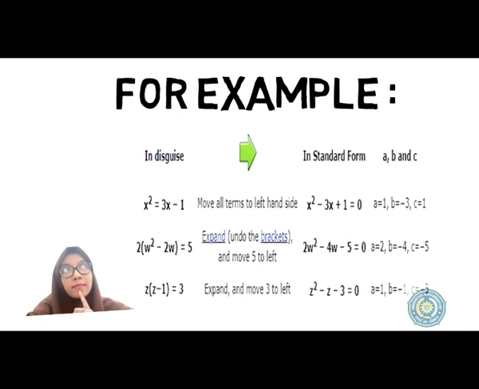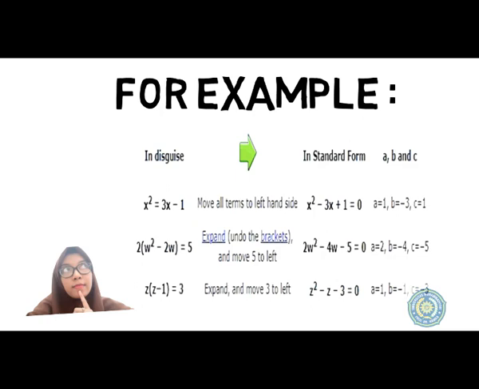2 brackets w squared minus 2w equal to 5. Expand the brackets and move 5 to the left: 2w squared minus 4w minus 5 equal to 0. A is 2, b is minus 4, and c is minus 5.